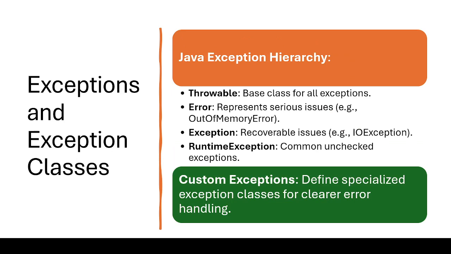Java exception hierarchy. We have Throwable, which is the base class for all exceptions. Error, which represents serious issues like an out-of-memory error. Exception, recoverable issues like IO exception. And RuntimeException, common unchecked exceptions. Then there are custom exceptions, which define specialized exception classes for clearer error handling.